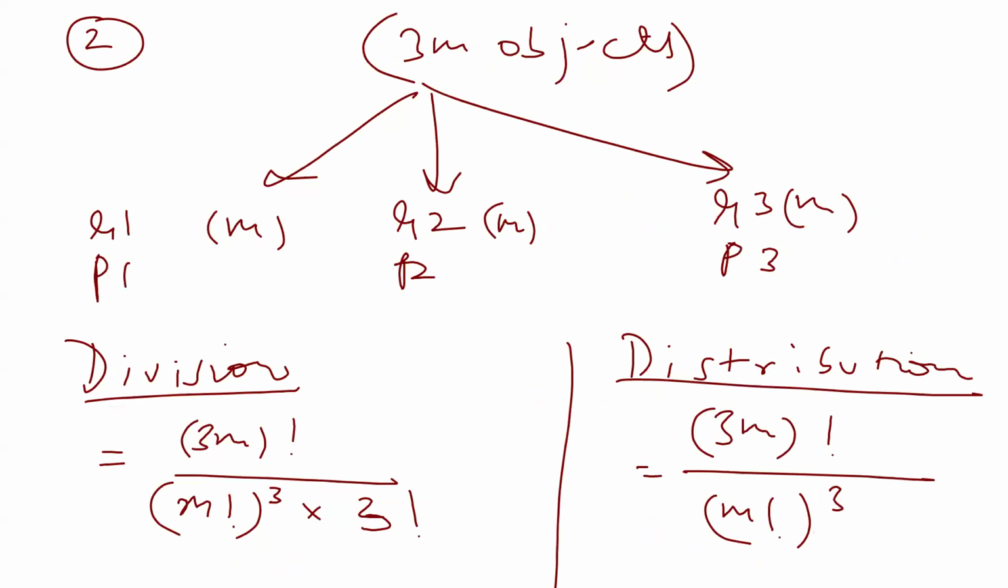Likewise, if there are 3m objects and we need to distribute in 3 different groups or divide into 3 different groups or distribute to 3 different persons, the division formula and distribution formula I have written. So let's go to question number 9 of the worksheet.